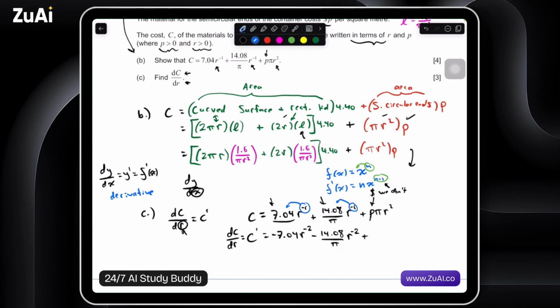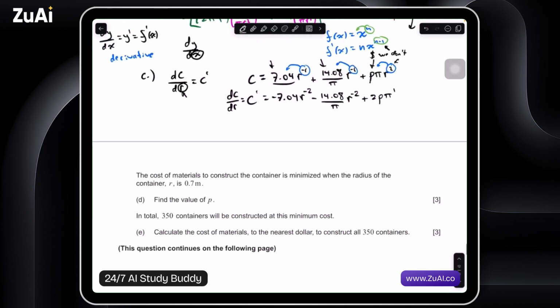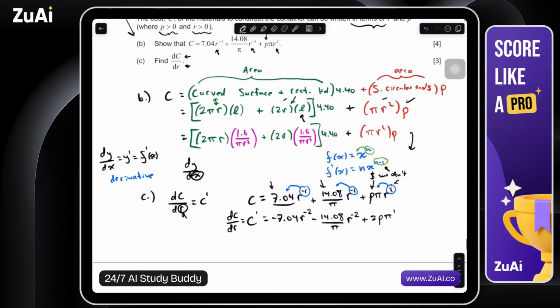So focusing on the r squared, multiply it out in front, this becomes 2p pi. So we just took this exponent, multiplied it out in front. It used to be a 2, we take 1 away from it, and now it's 1. There it is. Challenging question, but I think it's a good question. Okay, let's continue on. So there's our derivative, and it's a good 3-mark question.